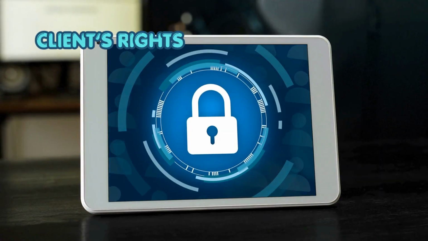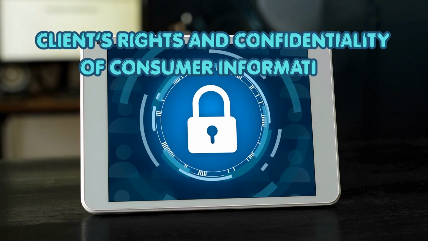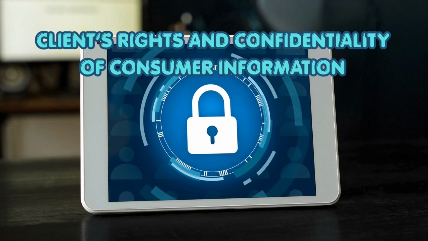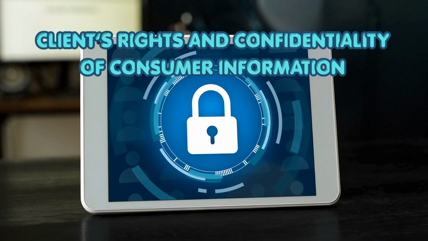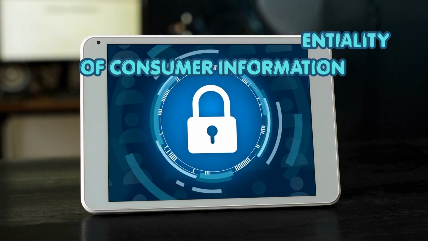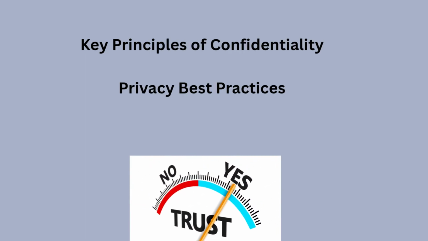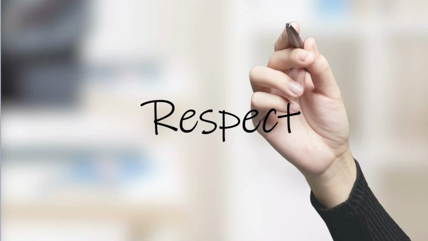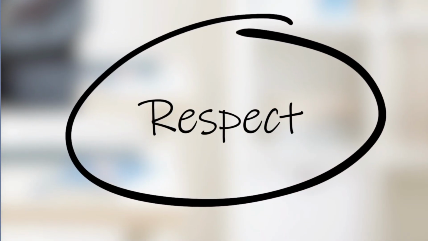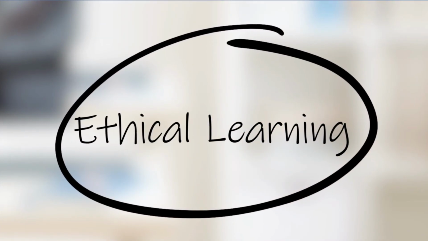Welcome to the Global Vision Support Services training module on clients' rights and confidentiality of consumer information. In this module, you will learn how to uphold every client's fundamental rights while protecting their sensitive personal information. You'll explore key principles of confidentiality, privacy best practices, and your important role in building and maintaining trust. By the end of this training, you will be better equipped to deliver respectful, ethical, and compliant support to the individuals we serve. Let's get started.